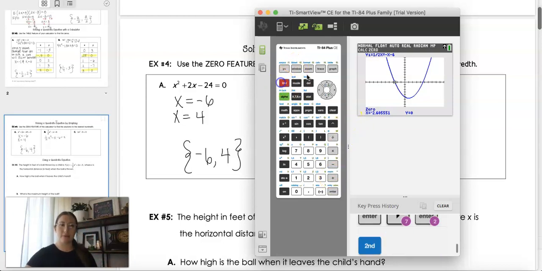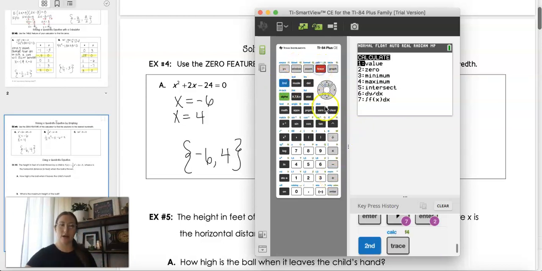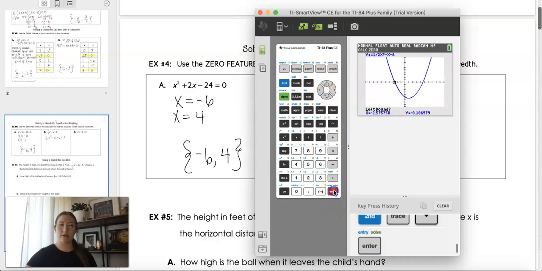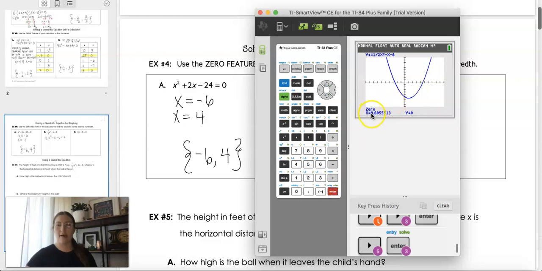Okay, let's find the second one. So we go second trace. Again, we go to zero. Okay, so now on this one, the left of it's going to be right below. Right of it's going to be right on top. Zero should be in between those two lines. And this one's at 4.606.